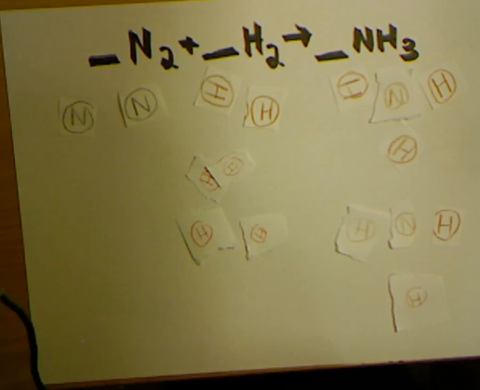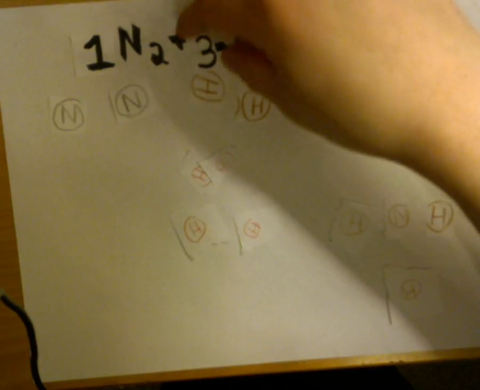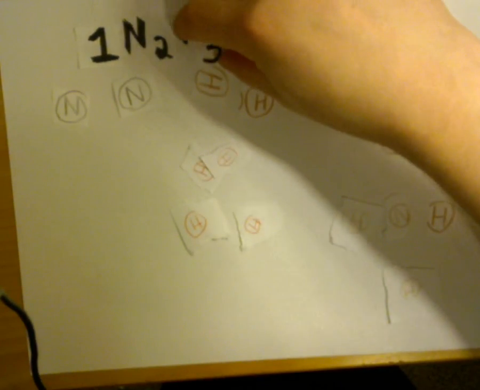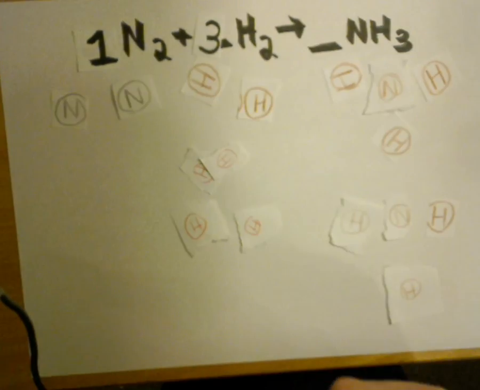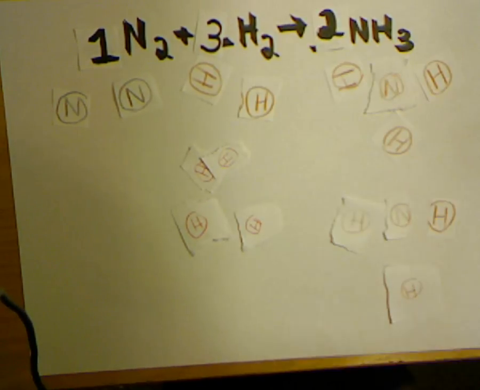We now have a perfectly balanced equation. So we have 1 pair of nitrogens on this side, so we're going to put our number 1 in front. We have 3 pairs of hydrogen on this side, so we're going to put a 3 in front. And then we have 2 atoms of NH3 on this side, so we are going to put a 2 in front. And now we have our balanced equation.